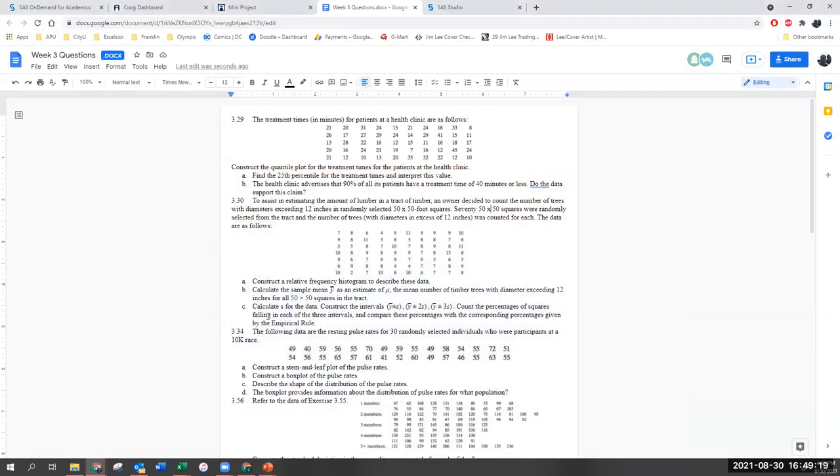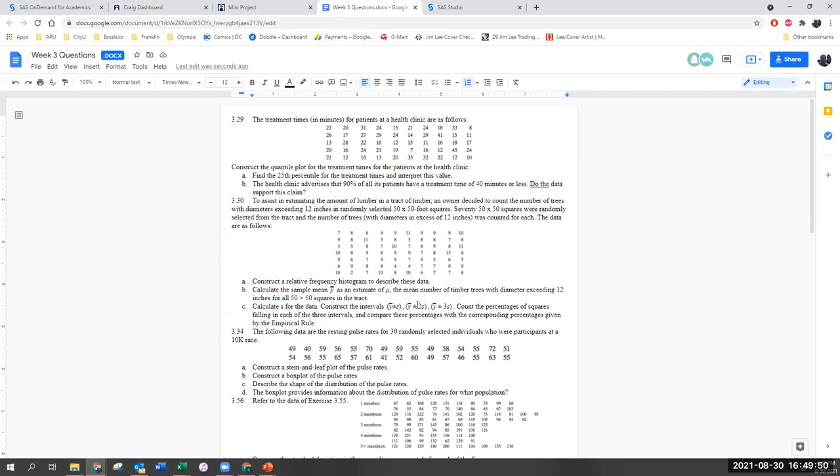And then you're supposed to compare each of these results, right? You count the percentage of squares falling in each of the 3 intervals. So once you have an interval, you go up here and you count how many of your pieces of data are in that interval. And then you divide by the total number of measurements, which is 70. And that gives you a percentage.